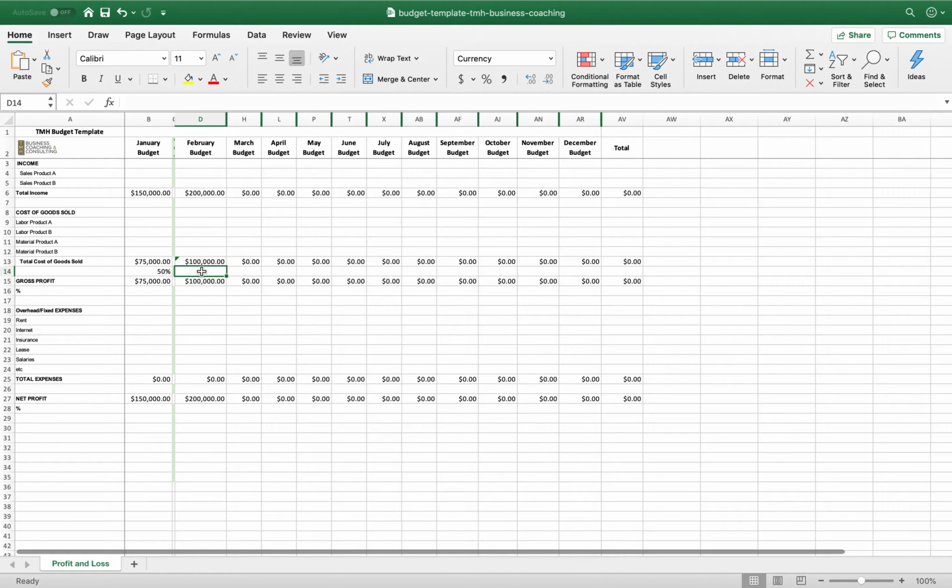So if last year your COGS as a percentage of revenue were 60%, try to get them down to 50% because we want to increase our gross profit. And gross profit is income minus COGS. So when COGS goes up, gross profit goes down. When COGS goes down, gross profit goes up. So then you can see here again that your COGS are 50% of your revenue.